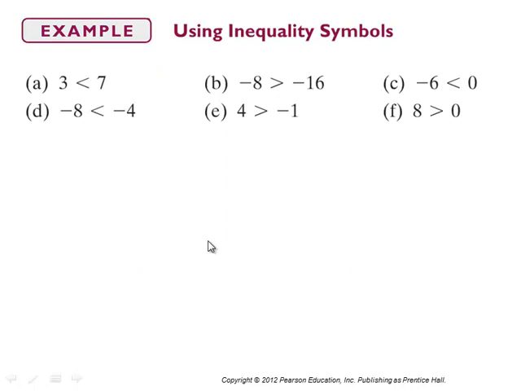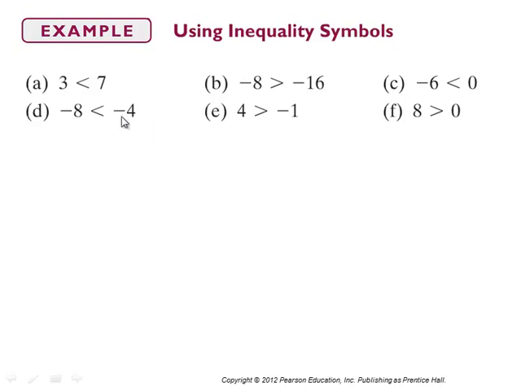So, it is true that 3 is less than 7. That's a true statement. Negative 8 is greater than negative 16. That's also true, because negative 8 is closer to 0 than negative 16. It's true that negative 6 is less than 0, because negative 6 is to the left of 0 on the number line.